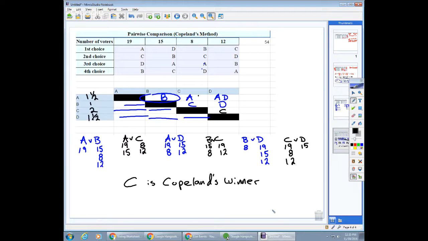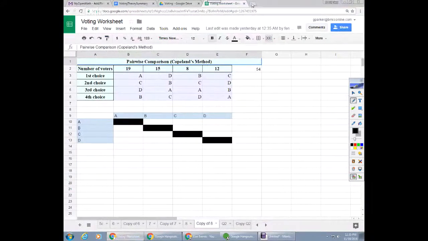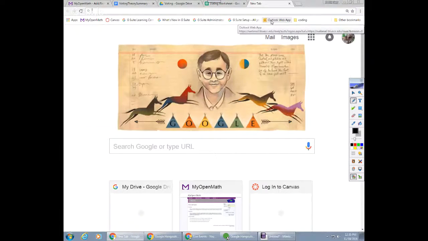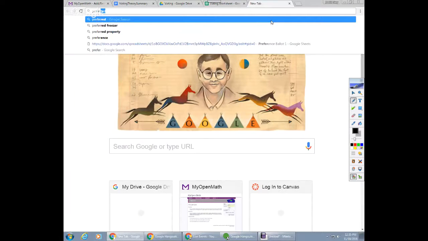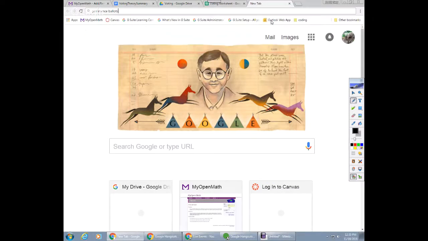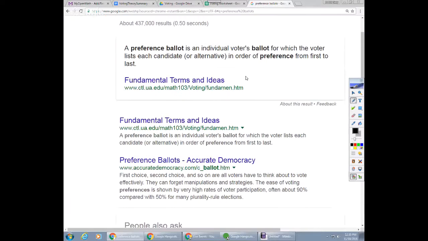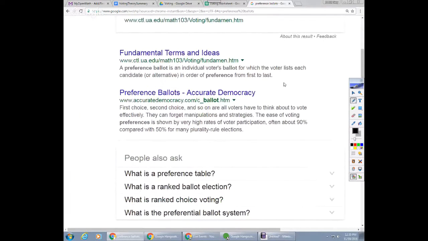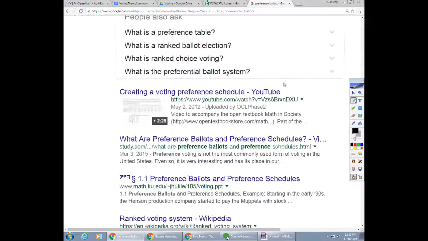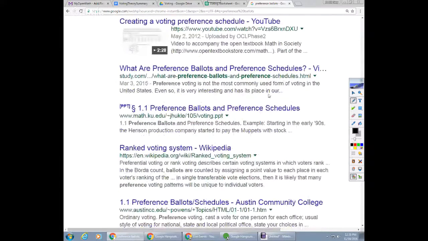If you're curious, since I brought it up, look up preference ballots, which is what we're doing right now. There's a good Wikipedia page. I remember reading somewhere. I thought it came up first shot last time I looked this up. Oh yeah, ranked voting systems is another way to call a preference ballot.